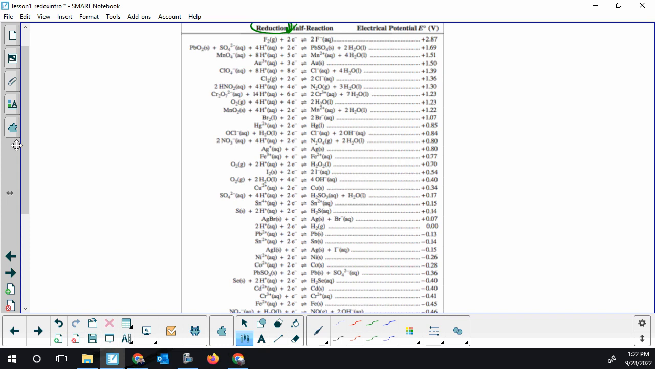Now you do have these little double arrows. The forward direction is reduction. The reverse is oxidation. So if you answer a question, you write out an oxidation, you want to check, see if it matches what's in the table, you're going backwards in the table from the right to the left.